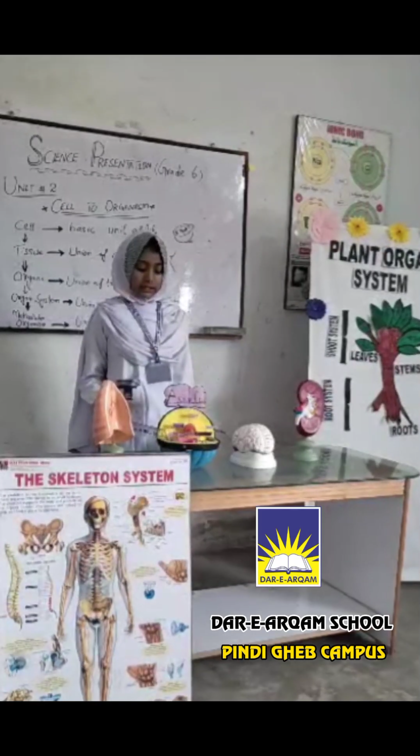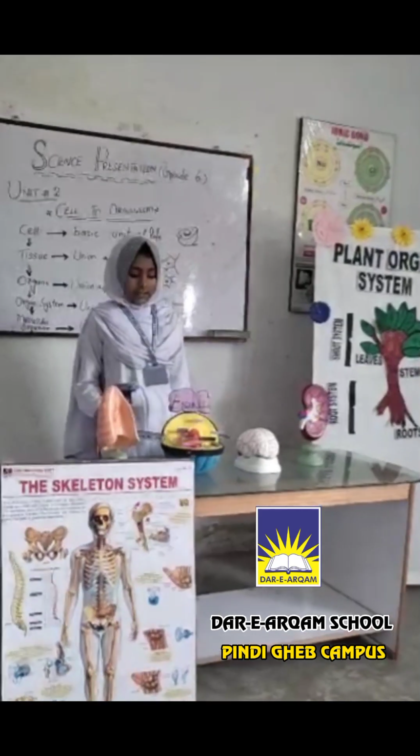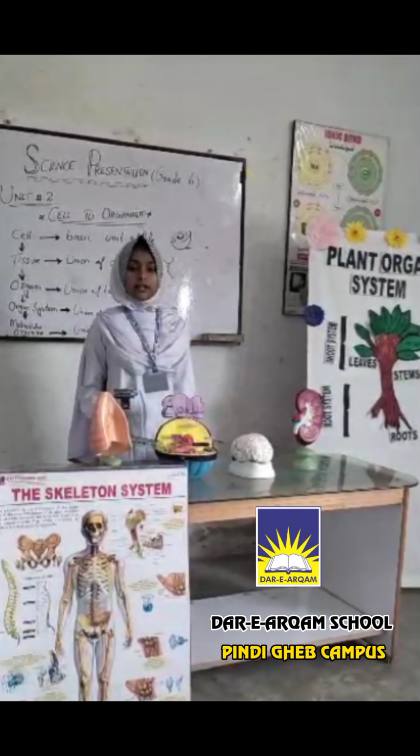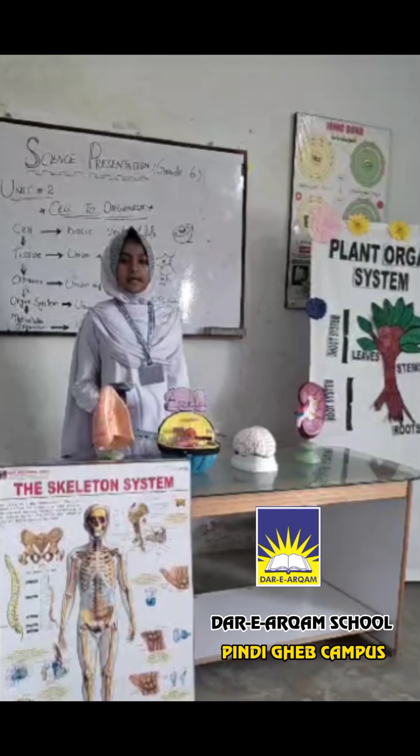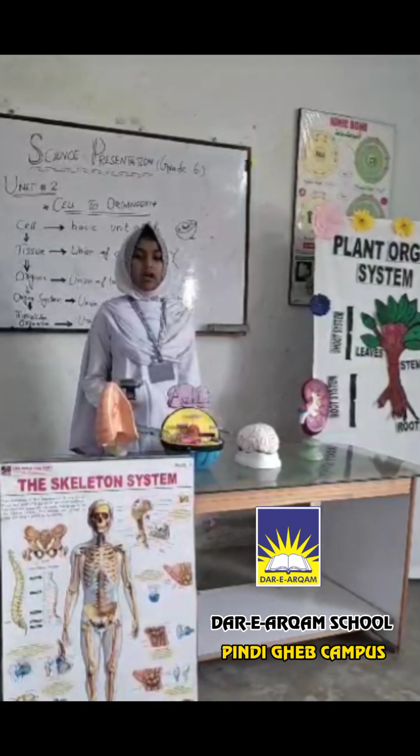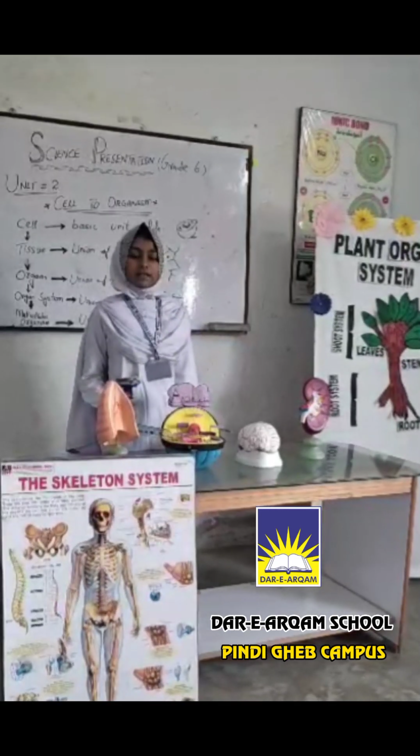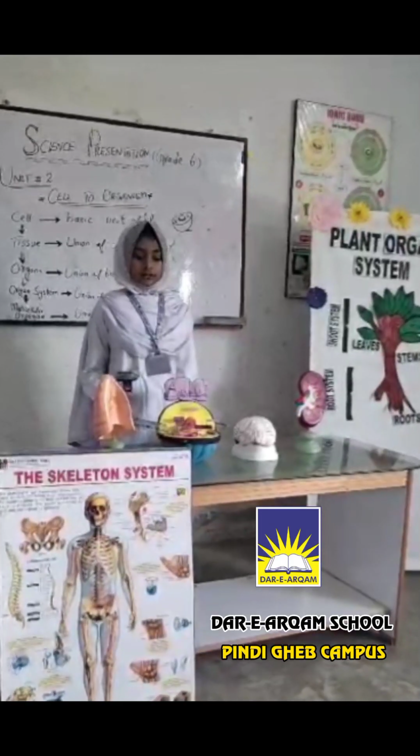Here the yellow material is cytoplasm, the jelly-like transparent material that fills the cell. All chemical reactions in a cell occur inside the cytoplasm. Both animal and plant cells contain the cytoplasm.